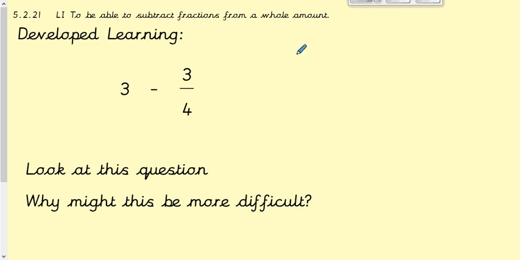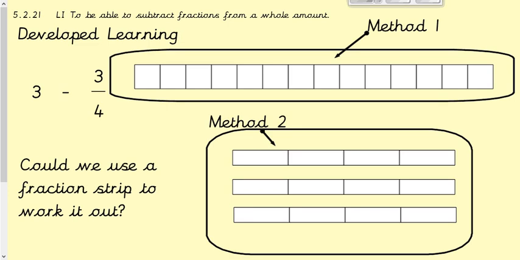Why might this be more difficult now looking at this question? So hopefully straight away you've noticed that rather than just having one whole, we have 3 wholes now. So it's still a whole amount, but now it's 3 wholes. So we could use a fraction strip to work this out, and there are 2 ways we could do it. Either way we're going to get the same answer, but I'll go through both with you anyway. So 3 take away 3/4.